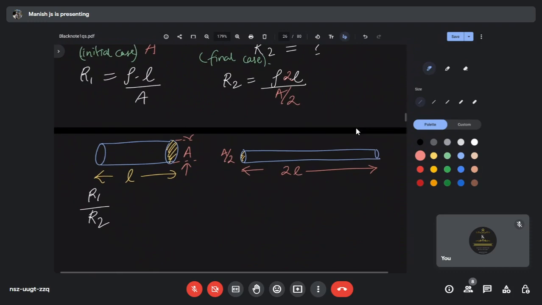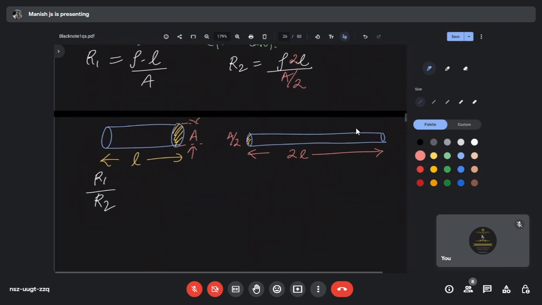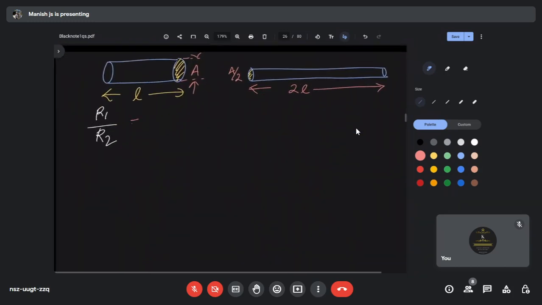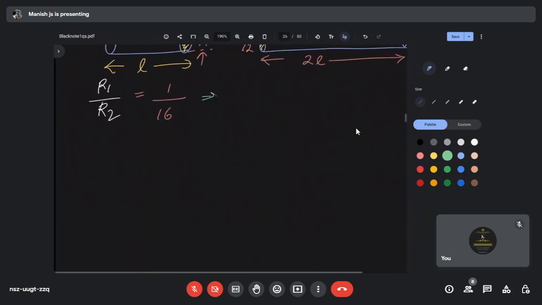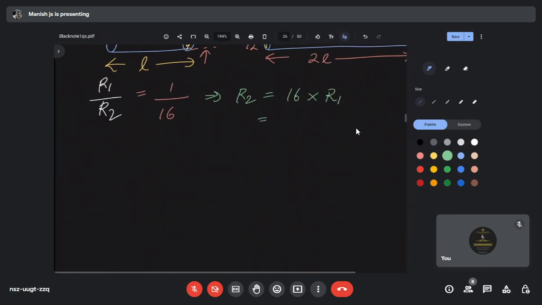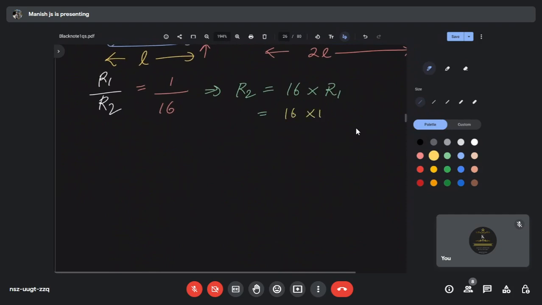And therefore we go for a relationship. With respect to the resistance, R1 upon R2 is equal to 1 upon, are you getting 1 upon 16? Yes, sir. Ratio of R1 to R2. Yes, so you will get 1 upon 16. Therefore, what is R2? Go for a rearrangement. It is 16 times R1. R1 value was 10 ohms. So what will be R2? 16 into 10, which is 160 ohms.